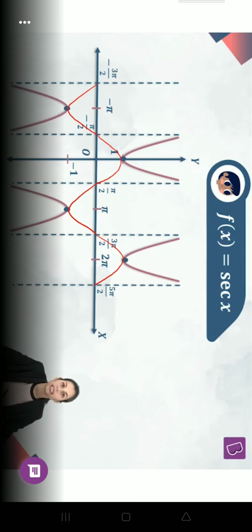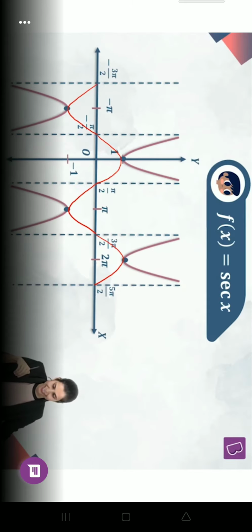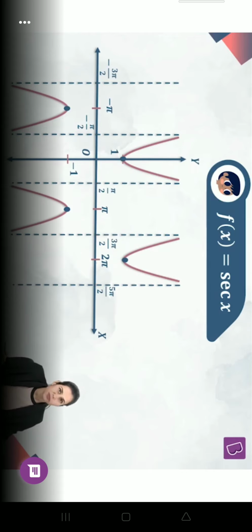That means at every odd integral multiple of pi by 2, cot will be 0. That means at pi by 2, cot is 0. At 3 pi by 2, cot is 0. 5 pi by 2, 7 pi by 2, 9 pi by 2, and so on, cot is 0. Minus pi by 2, cot is 0. Minus 3 pi by 2, cot is 0. Minus 5 pi by 2, minus 7 pi by 2, and so on, cot is 0 at every odd integral multiple of pi by 2, because at these points, cos is 0.